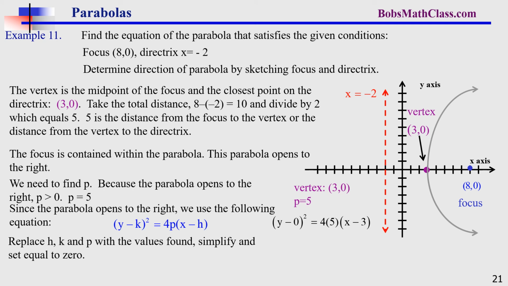y minus 0 is just y. 4 times 5 is 20. Again, I kind of like that form right there: y squared equals 20 times (x minus 3). You may have to get a 0 on the right, so distribute the 20 and then bring everything to the left-hand side. That'll give you y squared minus 20x plus 60 equals 0. Again, it depends on your teacher.